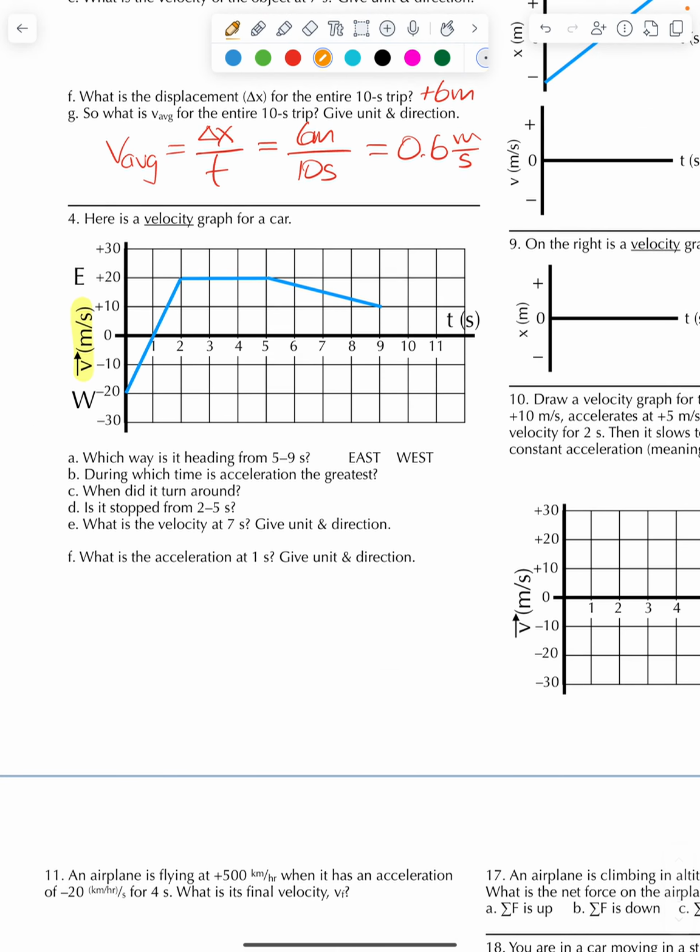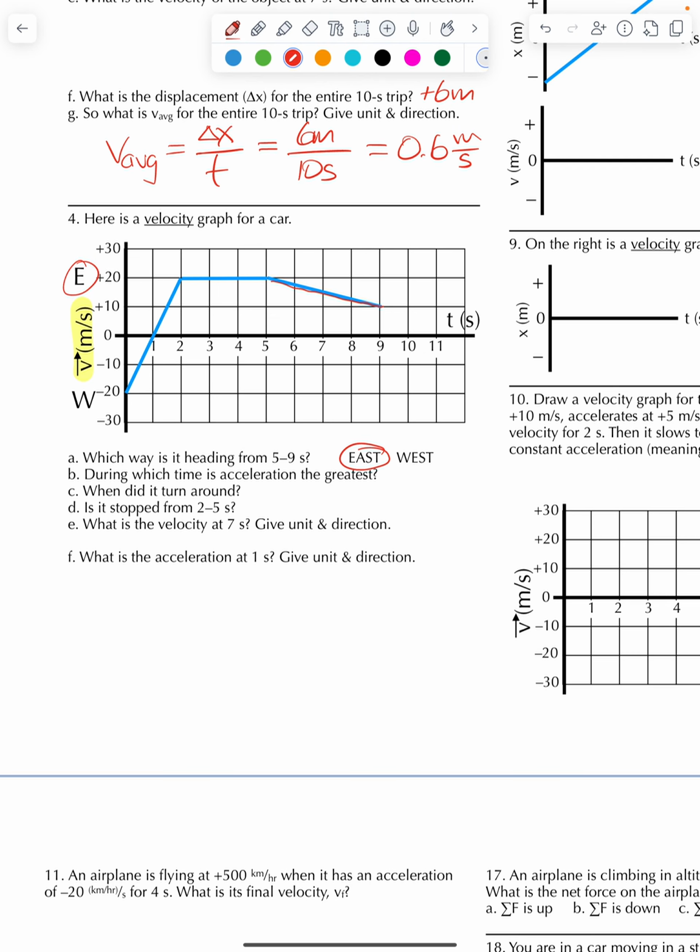So here we are with a velocity graph. Again, pay attention whether it's position or velocity. Which way is it heading from 5 to 9 seconds? So this part right here. Well, don't get fooled. Don't say, oh, we're heading towards the west. No, this is an eastern velocity the entire time.